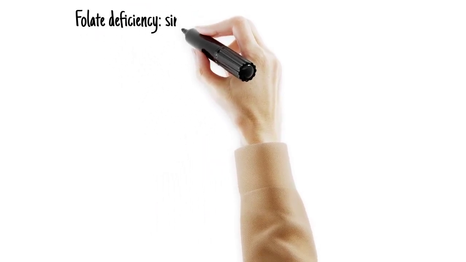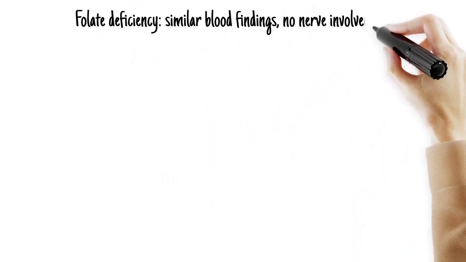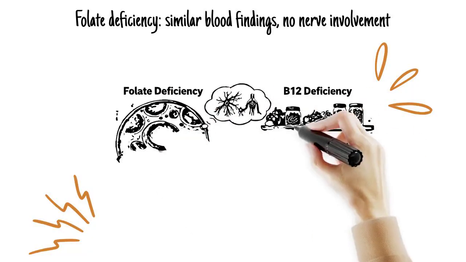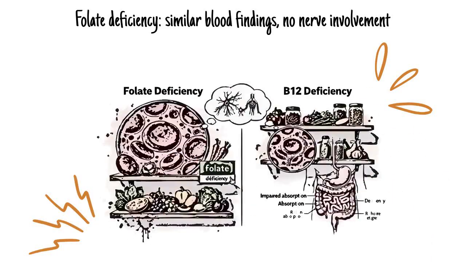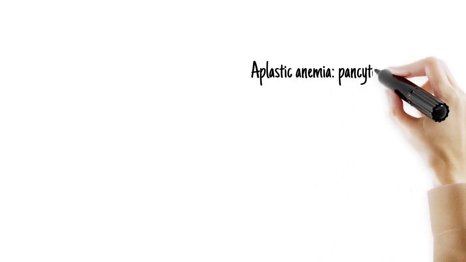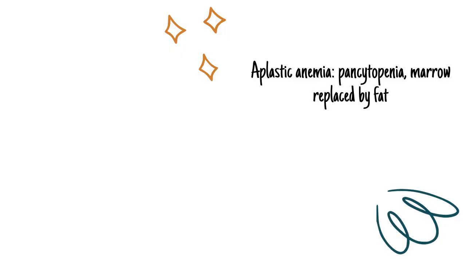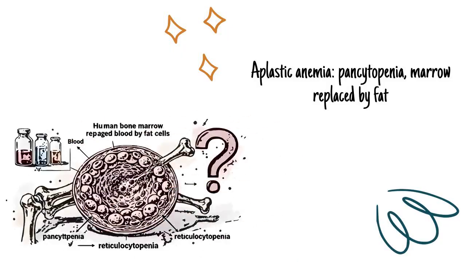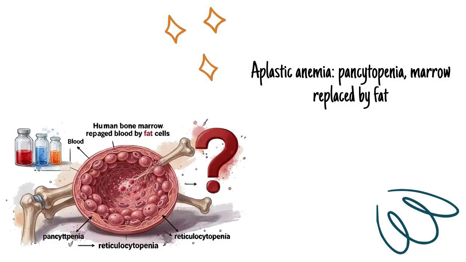Folate deficiency: identical blood picture to B12 deficiency, but without any neurological involvement and without intrinsic factor pathology, driven by dietary deficiency or malabsorption. Aplastic anemia: greatly diminished but not necessarily absent hematopoiesis, profound pancytopenia plus reticulocytopenia, hypocellular fat-replaced marrow, caused by toxic agents or idiopathic mechanisms on a spectrum of severity.